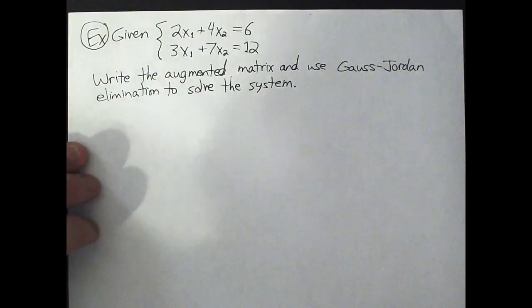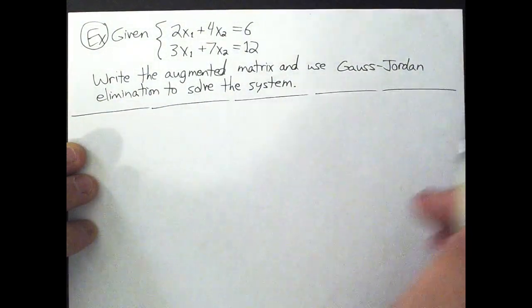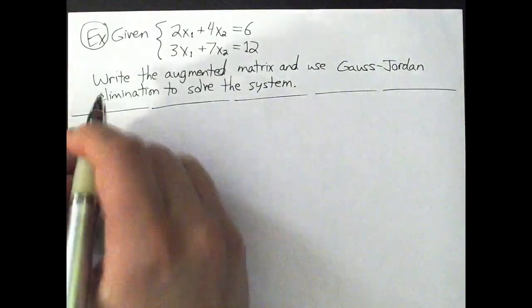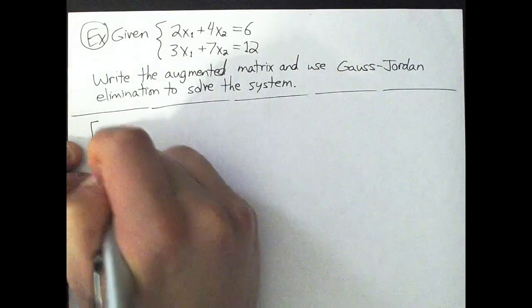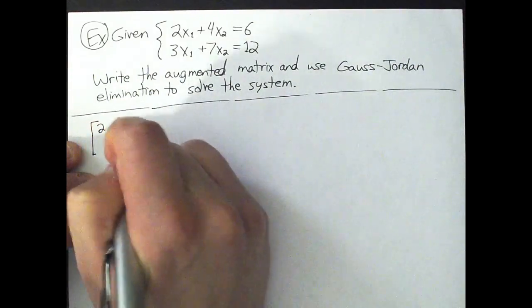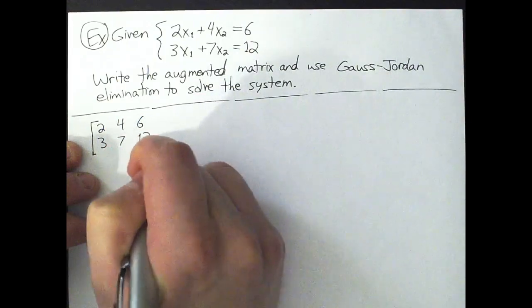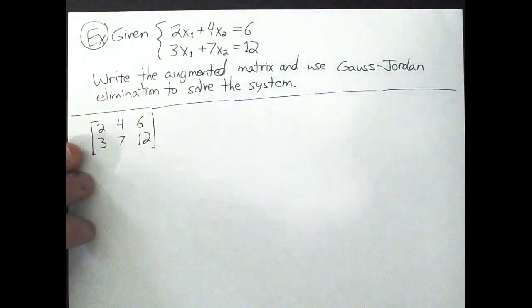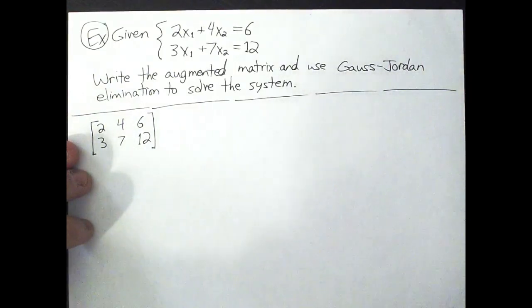All right, so let's talk about this. When you found the augmented matrix, hopefully what you did was you made a little rectangle of numbers and you did 2, 4, 6, 3, 7, 12. That's the augmented matrix. And we'd like to get this into reduced row echelon form because it says Gauss-Jordan.